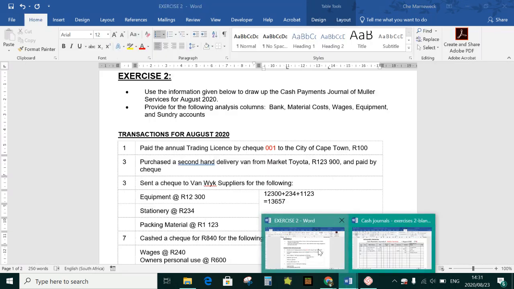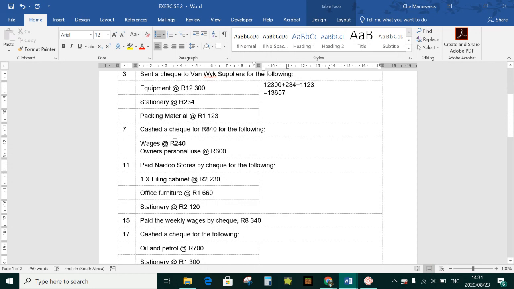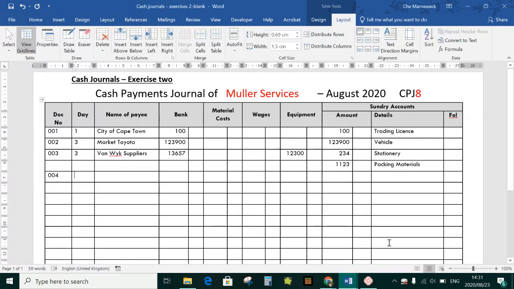And we have a look. We have cashed a check for 840 Rand on day 7. So we enter day 7. Cashed a check means we wrote the word cash on the check, and it was for 840 Rand. They then tell us 240 was for wages. So we go under the wages column and we enter 240 Rand.